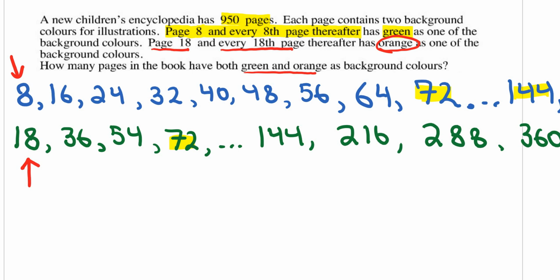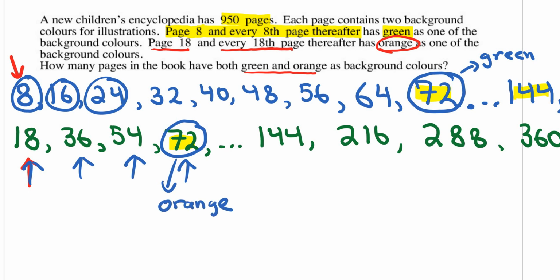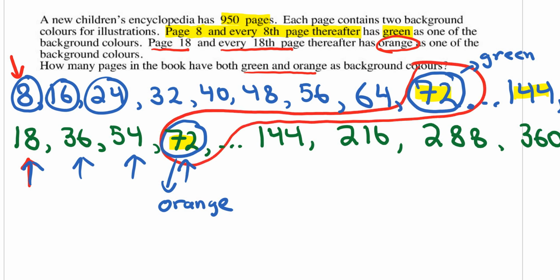If I look at the multiples of 8 here, I have 8, 16, 24. If I keep on writing out the multiples, eventually I get 72. So on page 72, we have green as one of the background colors. And then if I look at the multiples of 18, I have 18, 36, 54, and then I have 72. 72 also has orange. Okay, so this is one of our answers here. Page 72.